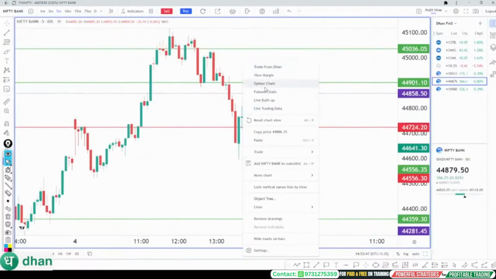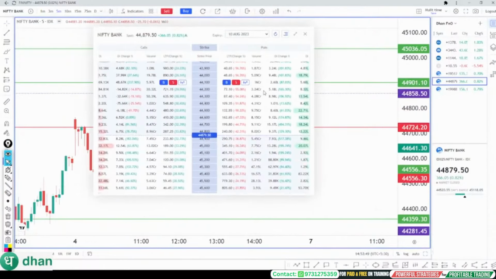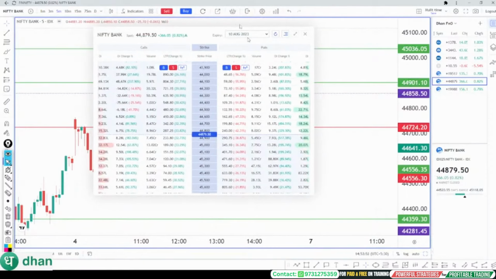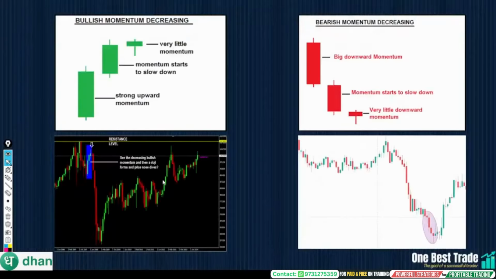Bank Nifty, right click, option chain. Very, very sophisticated platform. If you're not using it, use it, guys. And let's go to the next.